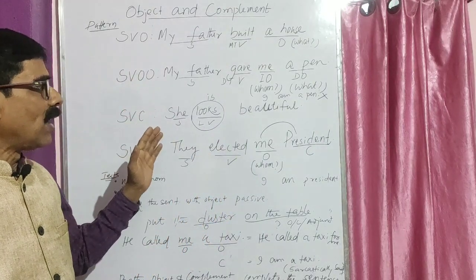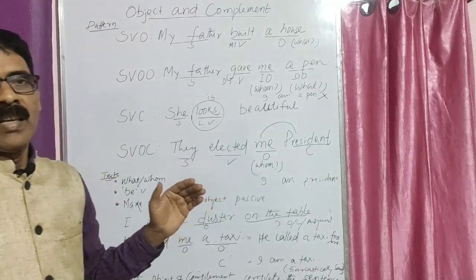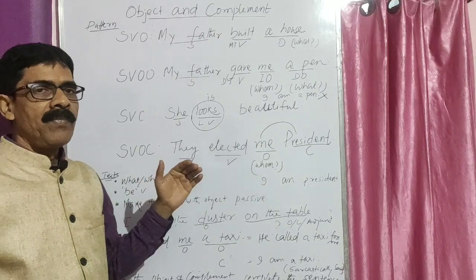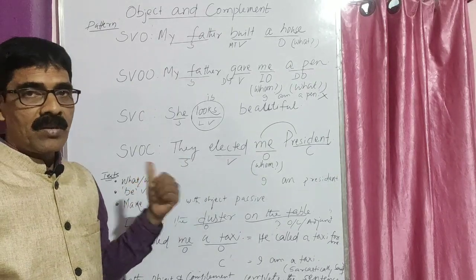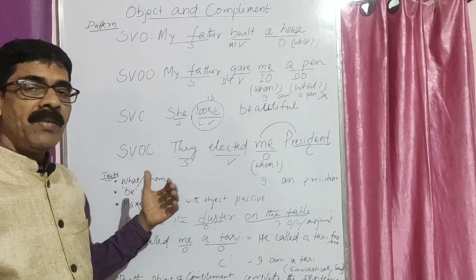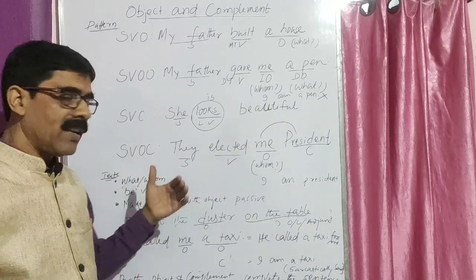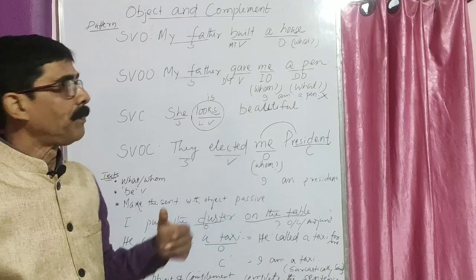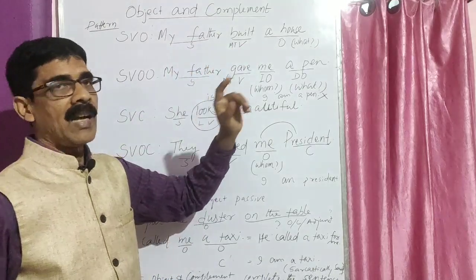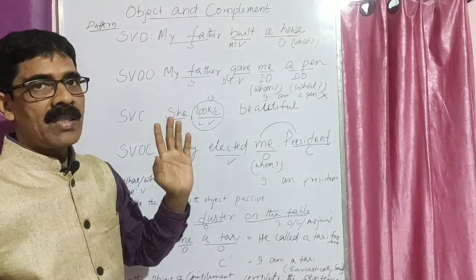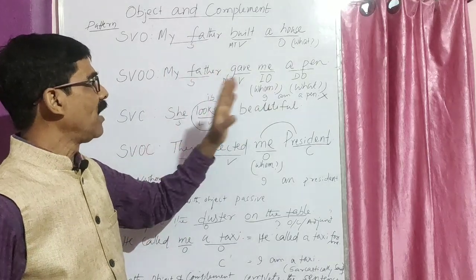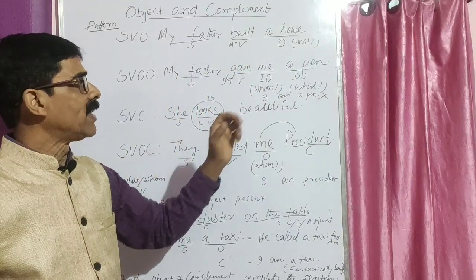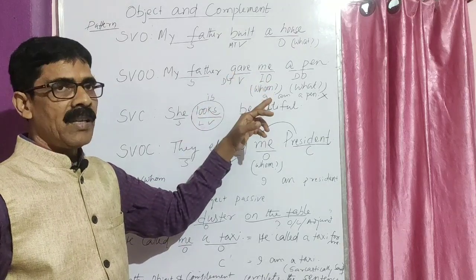Now, I think you can easily identify an object and a complement in a sentence. The formula: you ask what or whom to the verb, have a be verb test, and another test is if there is an object, you can passivize the sentence. You see, my father built a house. A house was built by my father. Then my father gave me a pen. I was given a pen by my father. Or you can say a pen was given to me by my father.